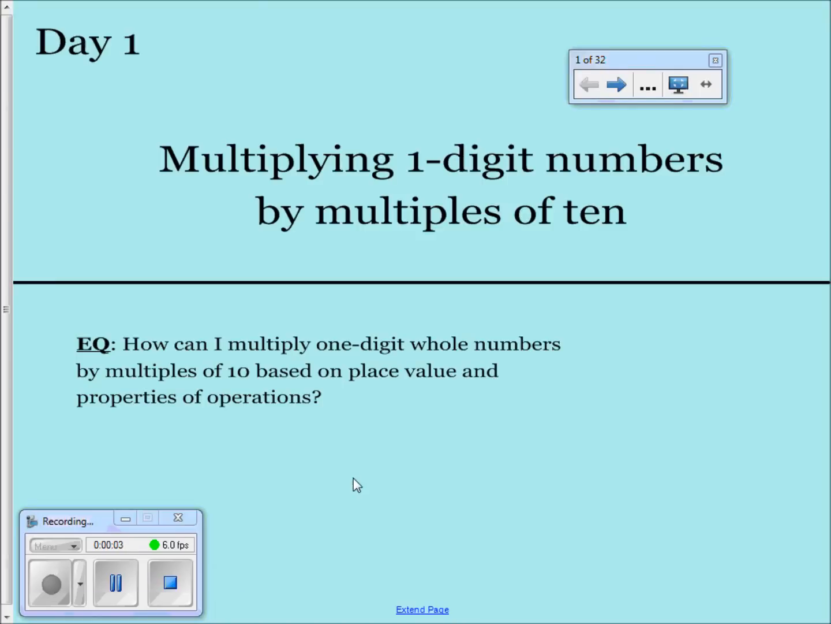Okay, so today we're going to begin learning how to multiply one-digit numbers by multiples of 10. Our central question that we'll work on is, how do I multiply one-digit whole numbers by multiples of 10 using place value and properties of operations understanding? So today we're going to be focusing on the place value aspect of being able to multiply one-digit numbers by multiples of 10.